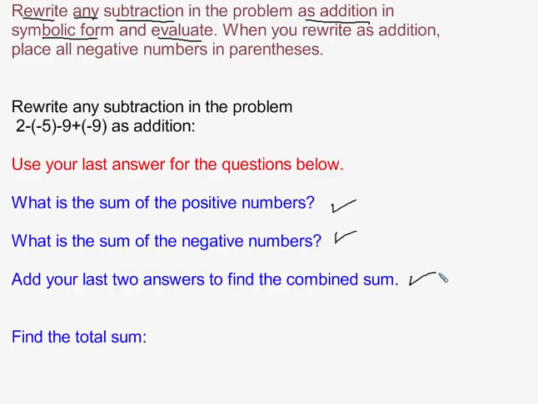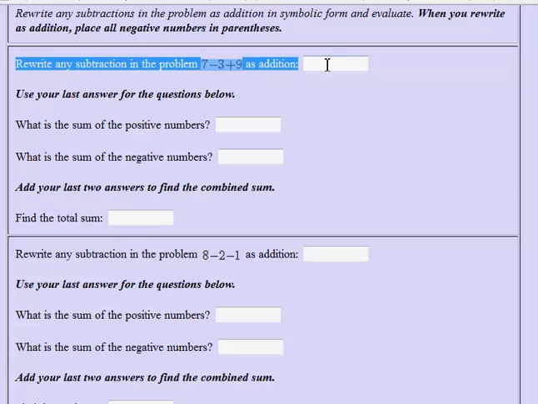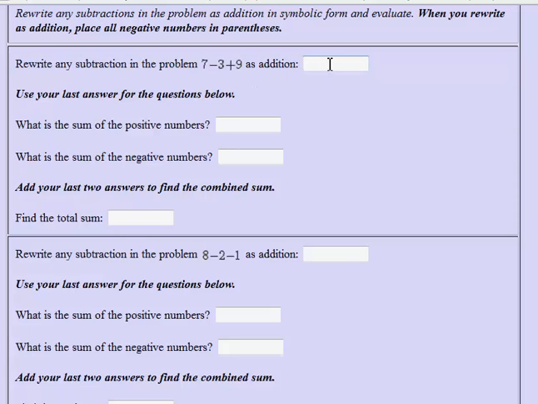several lines of directions. Also note, when we rewrite the problem using addition, we need to place all negative numbers in parentheses. Notice, however, you do not have to use parentheses around any negative numbers after the first part of the problem. So for example, when you rewrite any of the subtraction in the first algebraic expression as addition, you would need to put parentheses around any negative number here, but you do not need to put parentheses around any negative number in the last three answer boxes.